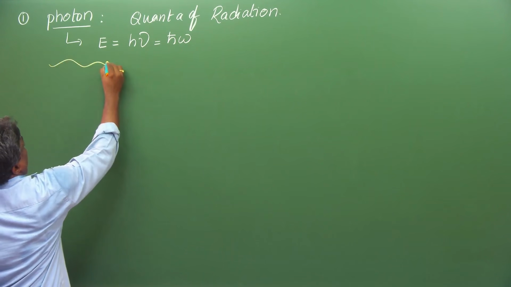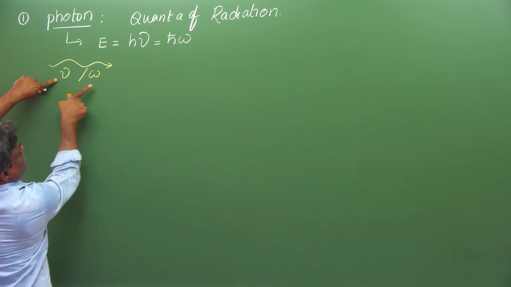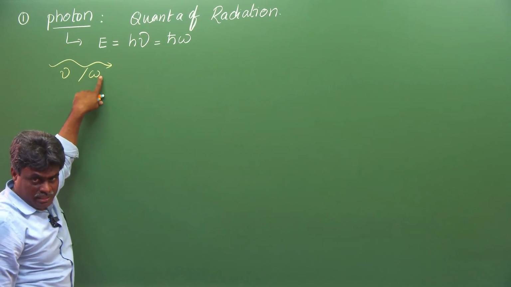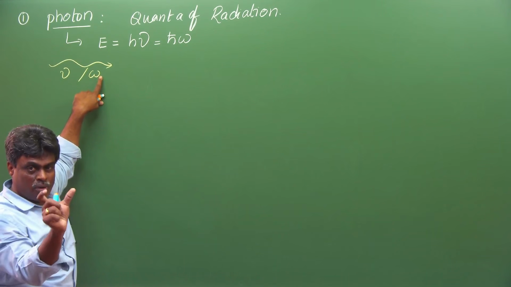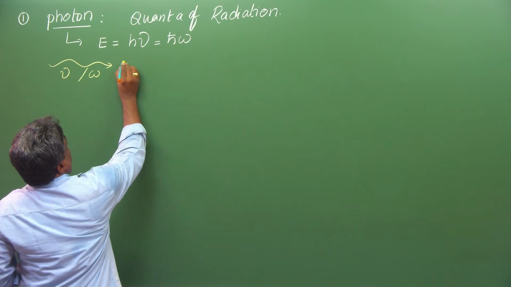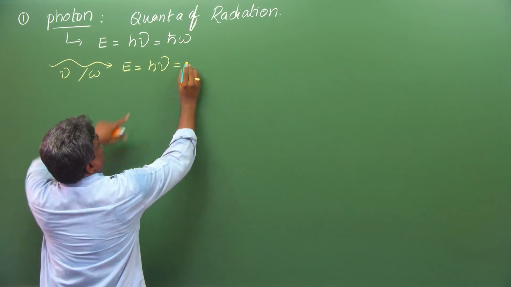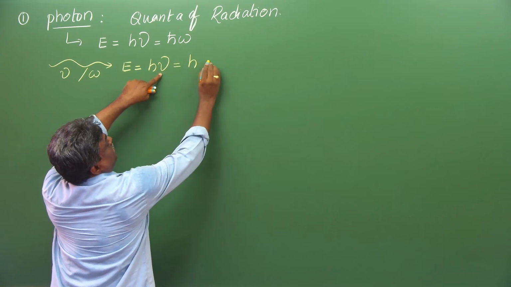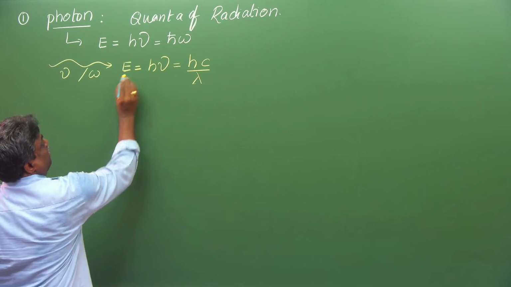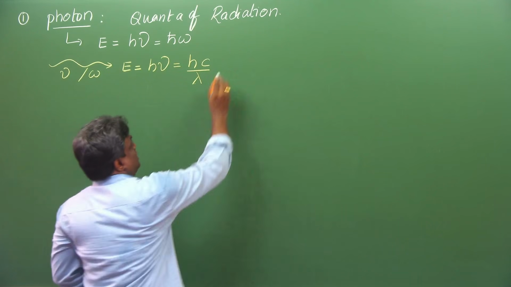Now whenever you have a photon of frequency nu or omega, this is the frequency and this is the angular frequency. For this the unit is hertz, and for this radian per second, but we won't mention the radian, you can say simply second inverse. And the energy, just now I told you, how much? h nu. Frequency is nothing but c by lambda. So energy of every photon equals hc by lambda.